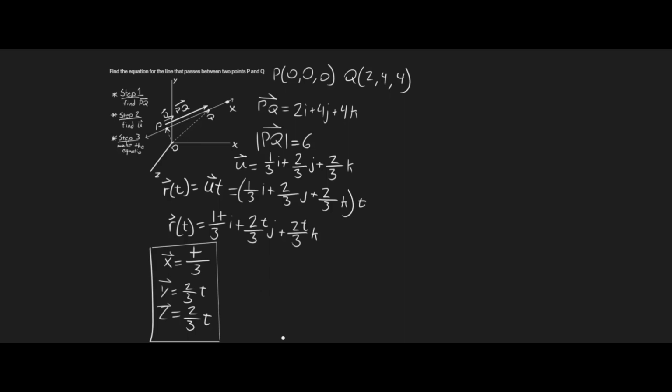Alright, I forgot to write the unit vector notation for i, j, and k, because these are vectors. So it's important that you write the notation. For a unit vector, it's the hat on top of them.